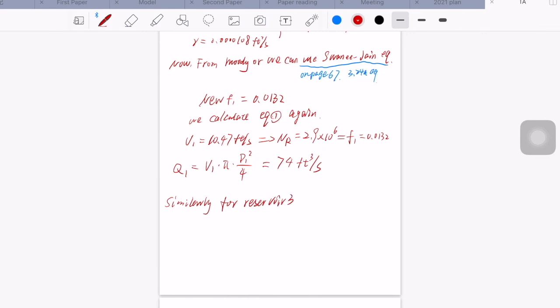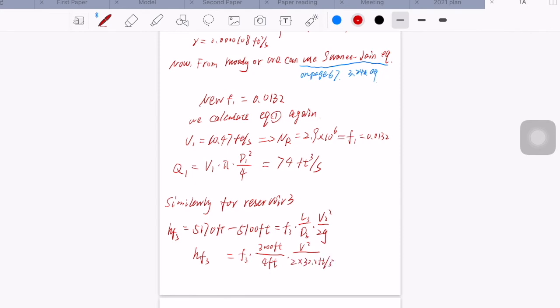So similarly for pipe 3, the friction loss equals 518 feet minus 1 feet, which equals F3 times L3 divided by D3 times V squared divided by 2g. So this equals F3 times 3,000 feet divided by 4 feet times V squared divided by 2 times 32.2 feet per second squared. So this is equation 2.